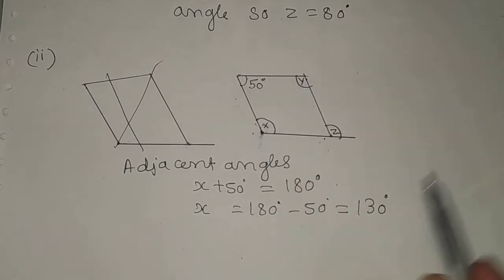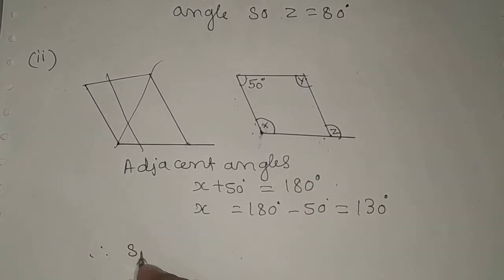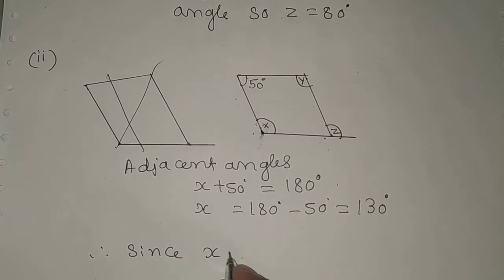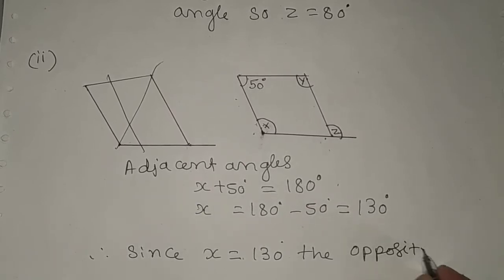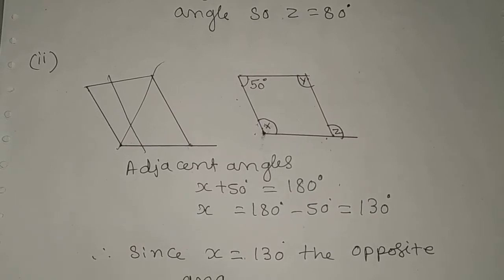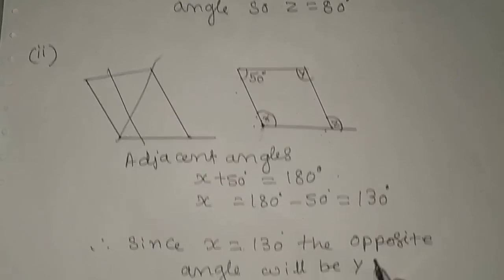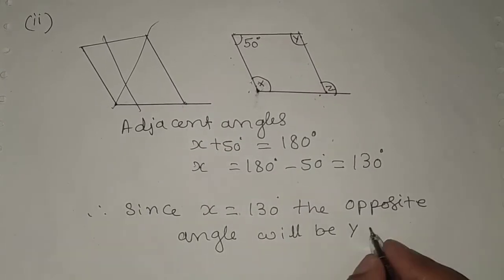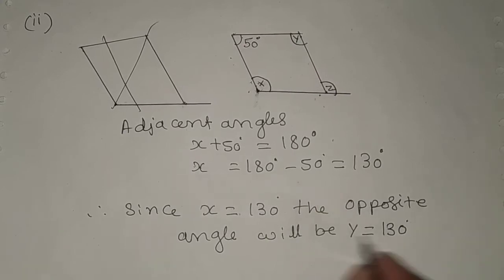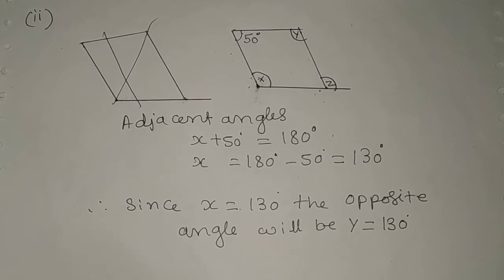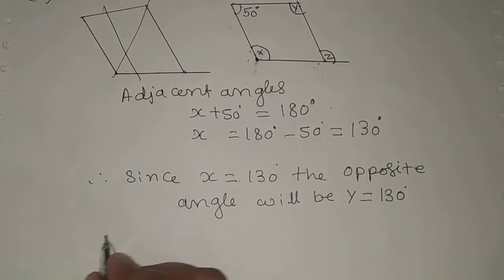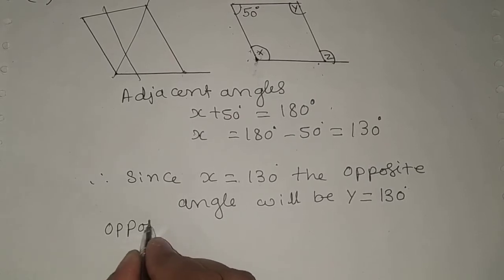That is Y. Therefore we can write, since X is equal to 130, the opposite angle will be Y, which is equal to 130. So X and Y became 130. So therefore, we have, that is the next step, opposite.